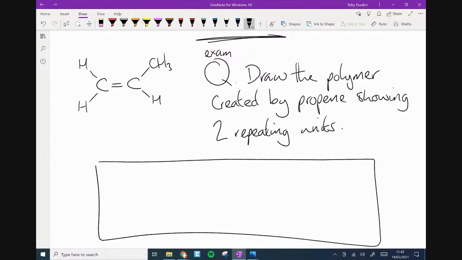Have a go at that one. I'm going to come around. If anyone needs any help, I'm here to help. So the exam question: draw the polymer showing 2 repeating units. Step number 1, straighten it out. Step number 2, break the double. Step number 3, link them together and stick out the arms. That's it. It's a 3-step process. Straighten out the picture, break the double, link them together.